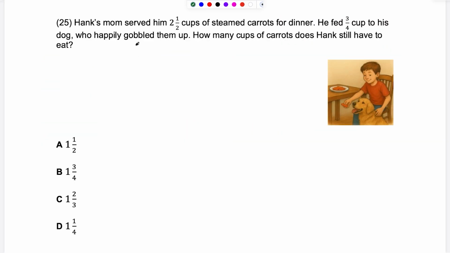Question 25. Hank's mom served him 2.5 cups of steamed carrots for dinner. He fed 3/4 of a cup to his dog, who happily gobbled them up. How many cups of carrots does Hank still have to eat? So for this one, we're looking at Hank's plate, and he has 2.5 cups of carrots to eat. But then he's sneaking some of these carrots to his dog. Okay, so he fed 3/4 of a cup to his dog. So if he's feeding them to his dog, that means they're being subtracted. So we're going to do 2.5 minus 3/4.